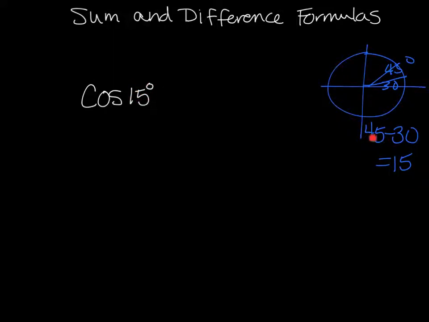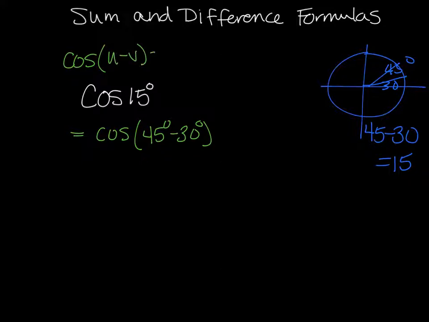And since 15 degrees is 45 minus 30, I'm going to rewrite this cosine as the cosine of 45 degrees minus 30 degrees. Okay? So now we have that formula that says the cosine of u minus v equals the cosine of u times the cosine of v plus the sine of u times the sine of v. So it's a formula that we're going to use. And you'll notice that u is going to be in the first ones, and so our u is going to be 45 degrees. And then v is in the second part, and our v is 30 degrees. And so we just use the formula.